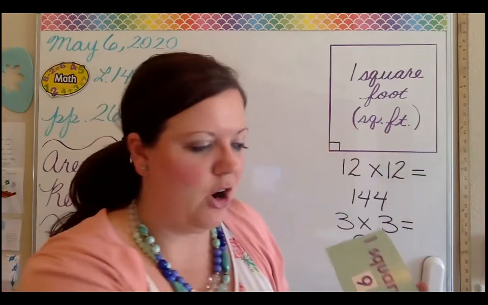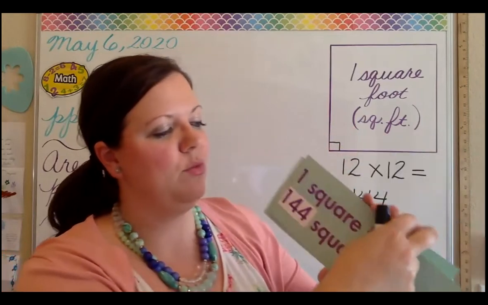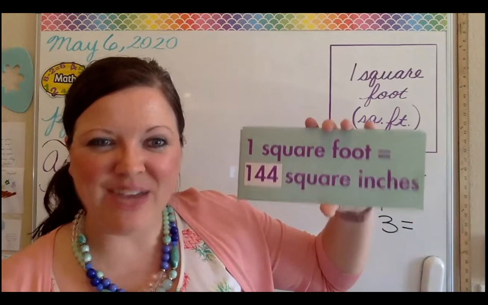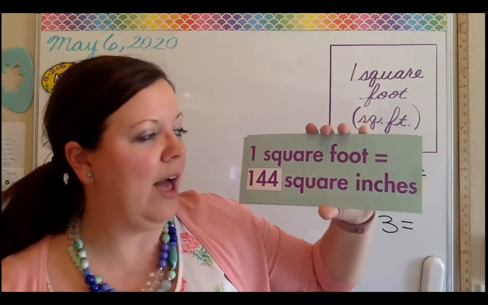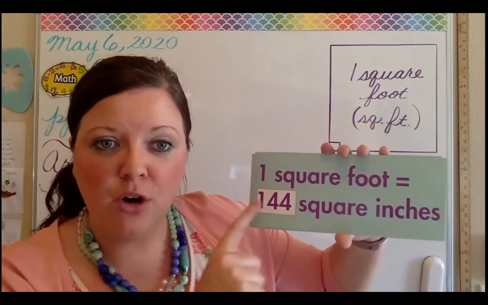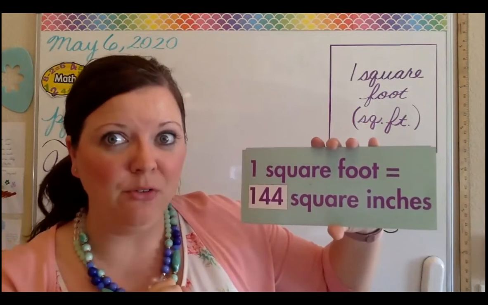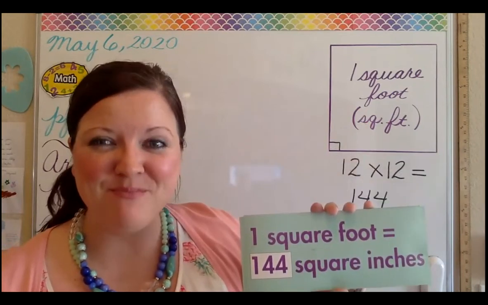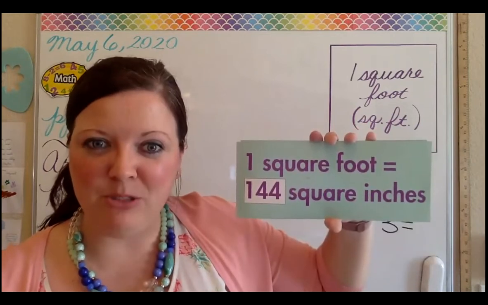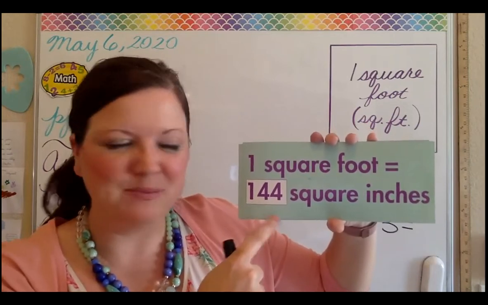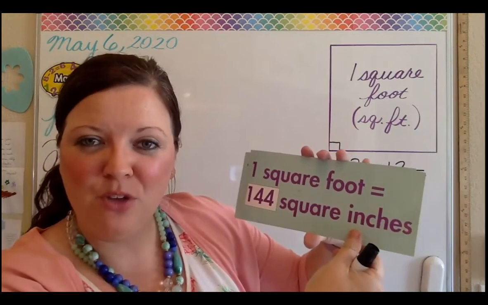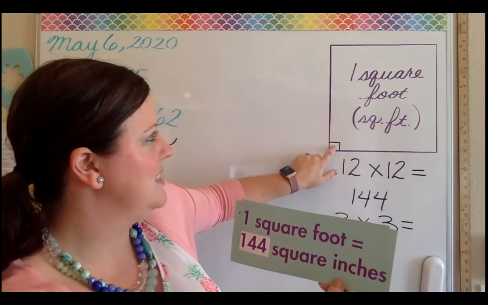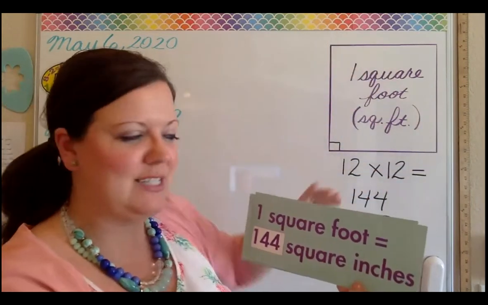Let's review our first card. 1 square foot equals how many square inches? Well, how many inches are in a foot originally? 12. Now square that number, meaning multiply it by itself. What's 12 times 12? 144. There are 144 square inches in 1 square foot.